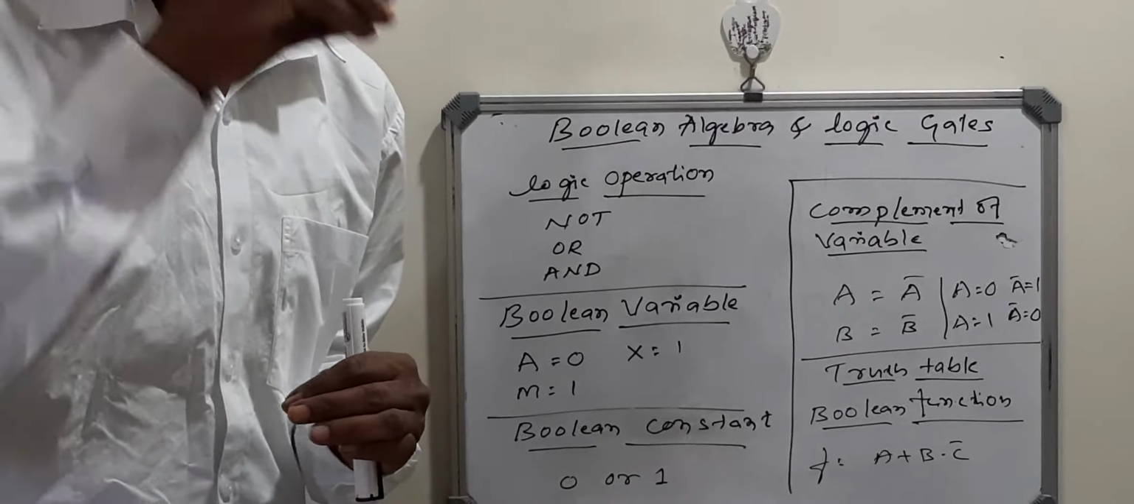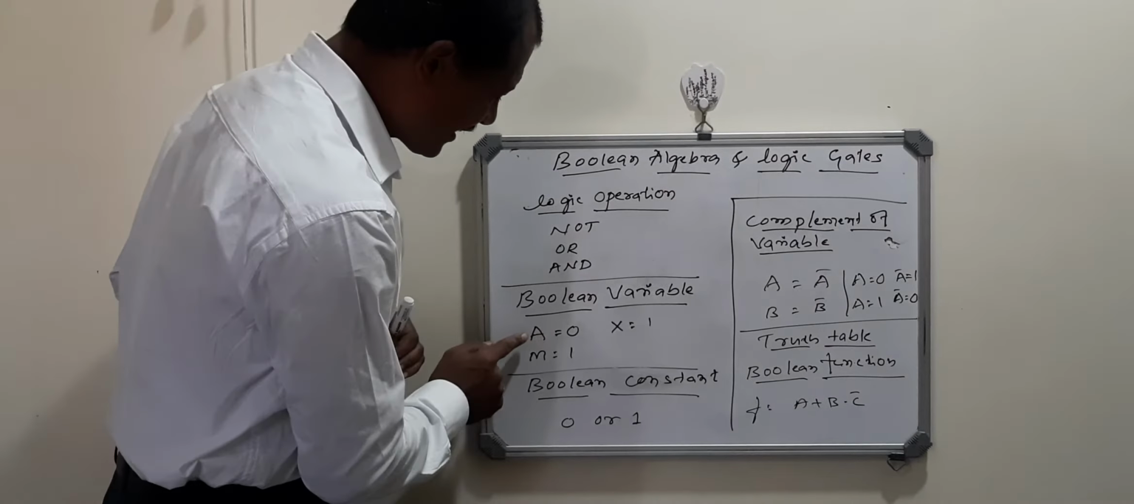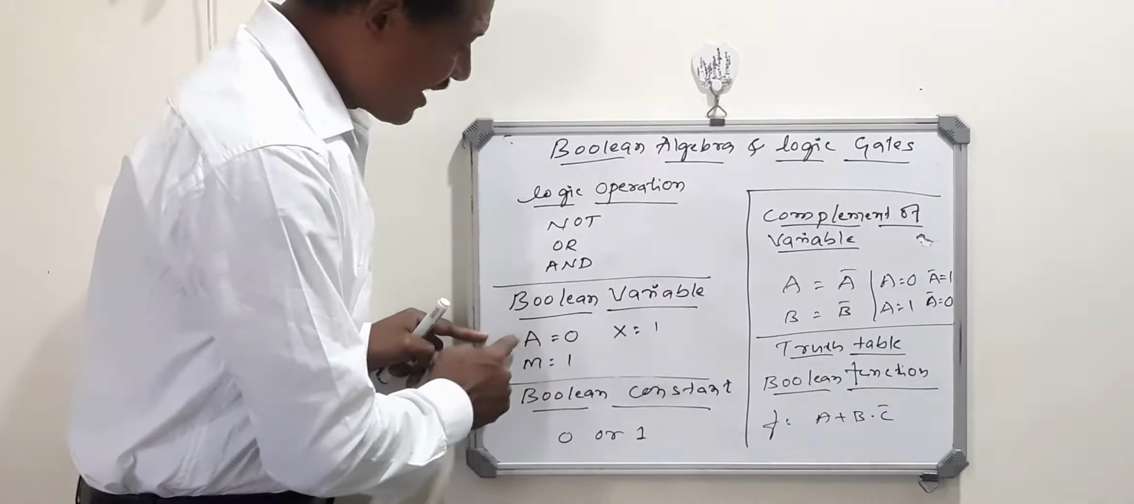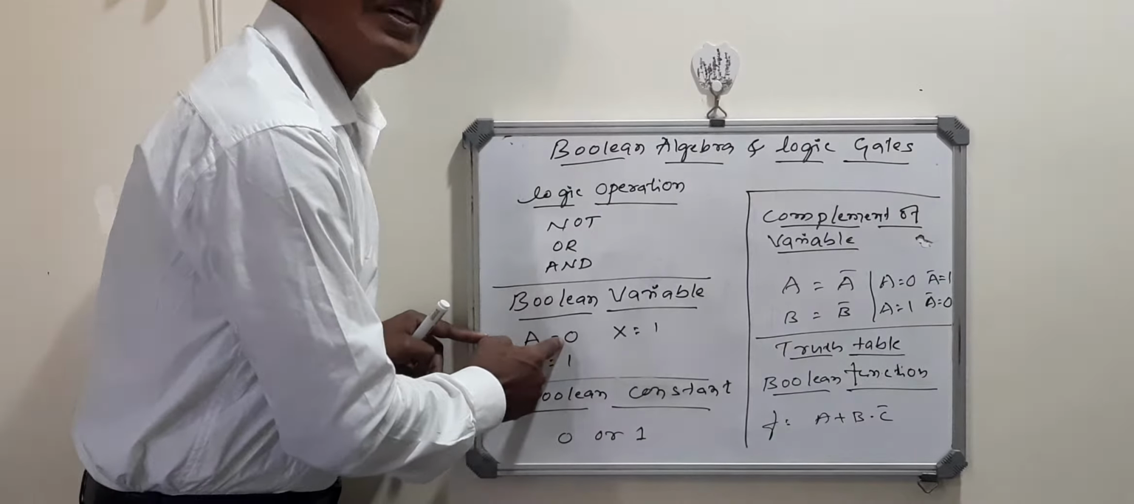Sometime there may be 0 or sometime it may be 1. Say for example here A. So this A is a variable. Now here its value is 0. Now A value is how much? 0. Now it is connected to ground.